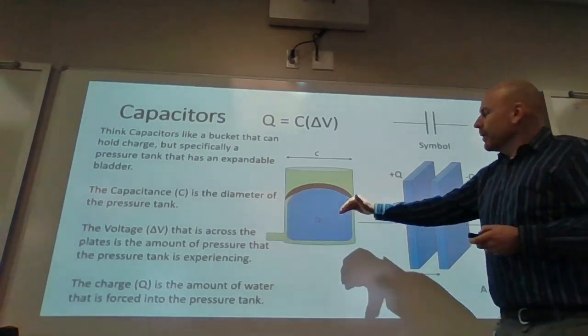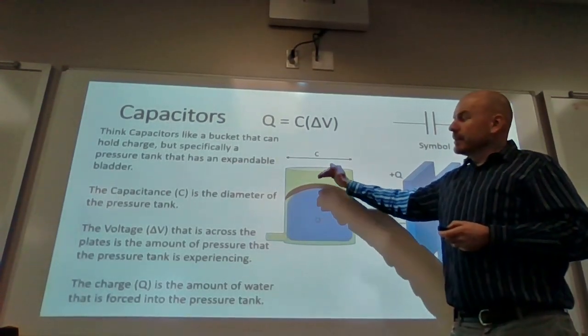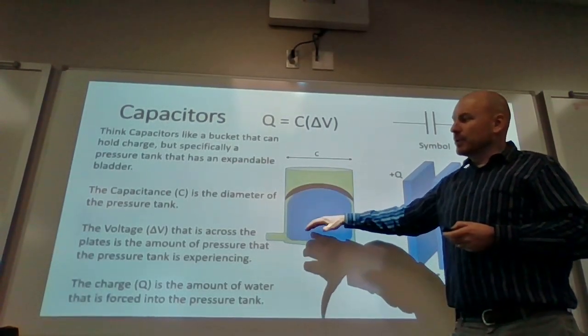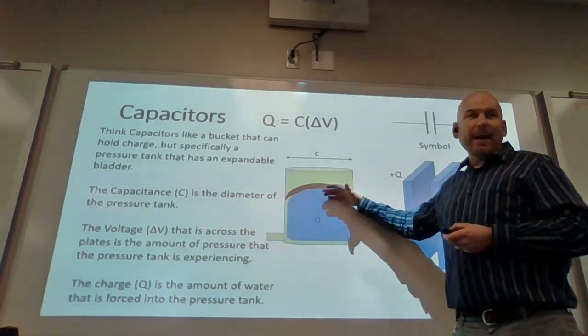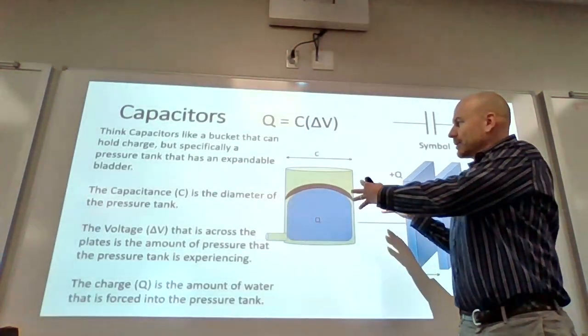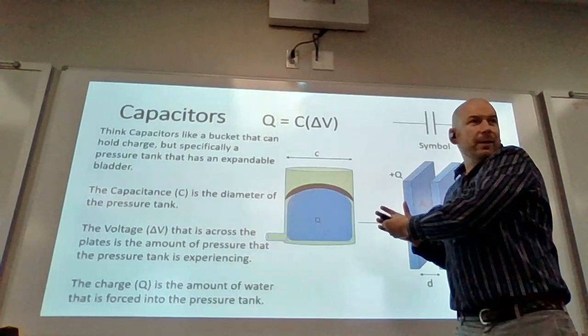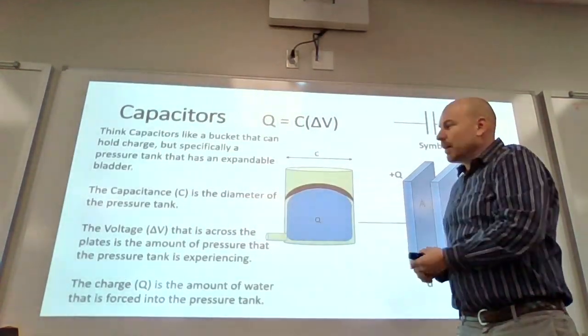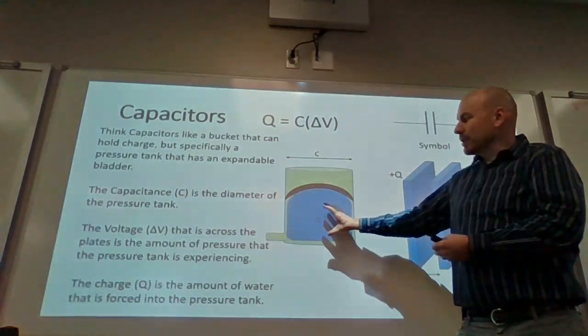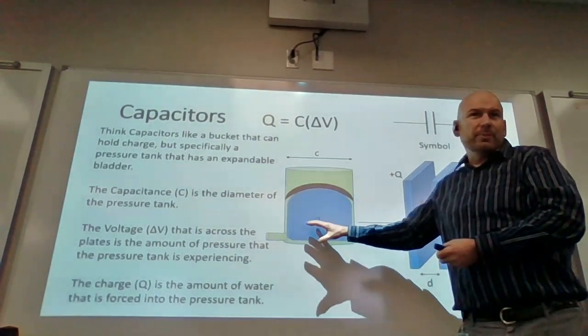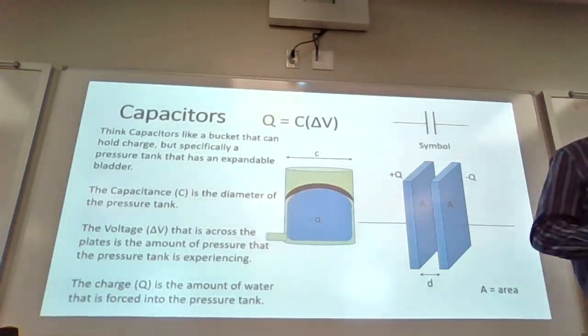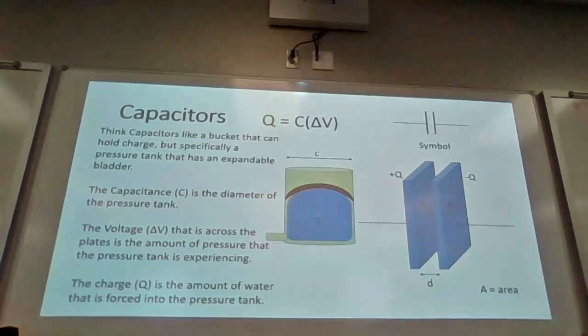So the pressure is analogous to the voltage. Capacitance is analogous to the diameter of the bucket or how big the bucket is. And charge is how much water is being stored in that pressure tank at a given point in time.